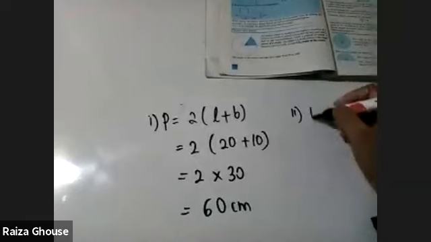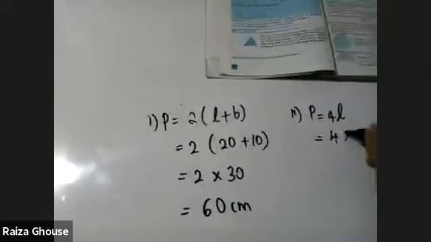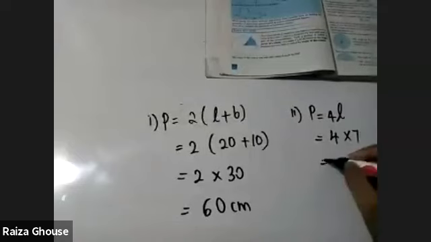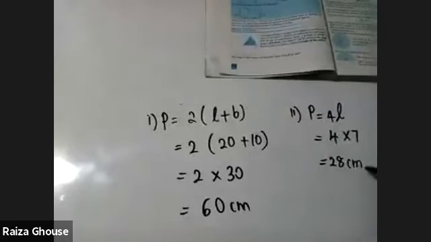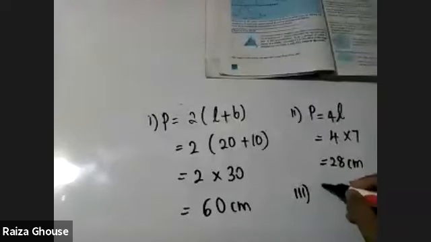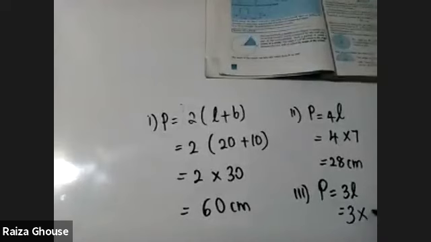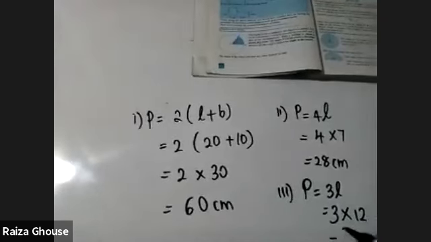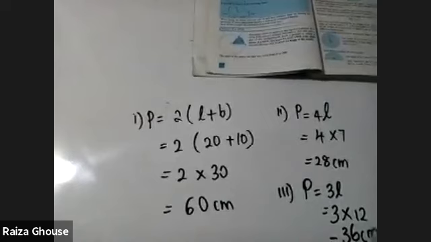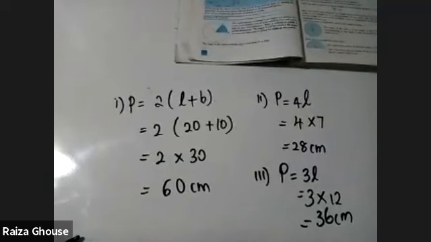Second one, it's a square. So I told you it's 4L. 4 times the one side length, which is given as 7. So 28 centimeter. Roman number 3, all sides are equal. It's a triangle. So 3L, that is equal to 3 into 12, which is equal to 36 centimeter. These are the workings for the first 3 Roman numbers. It's easy.